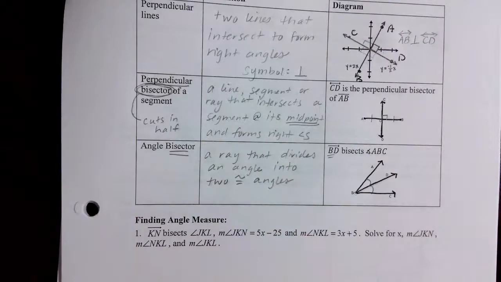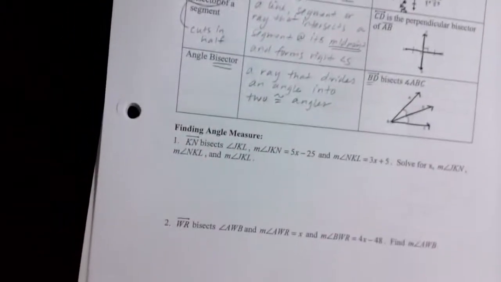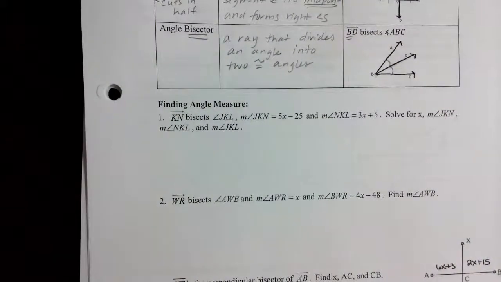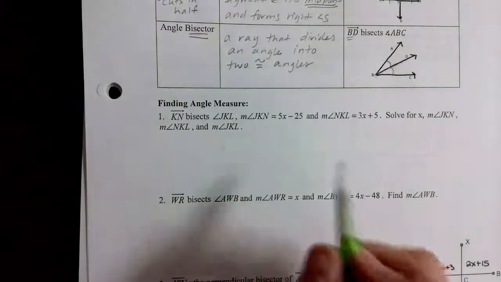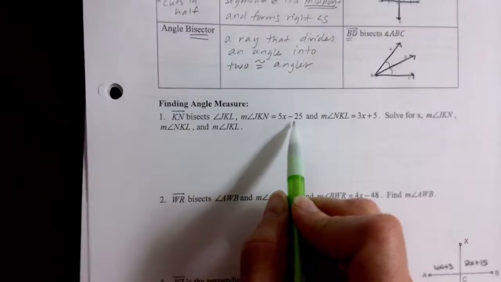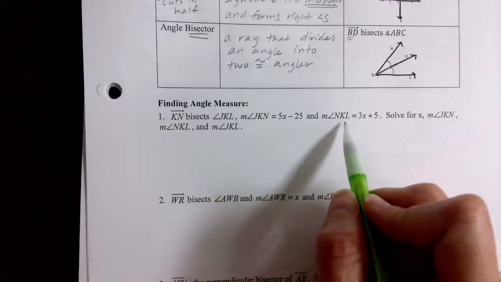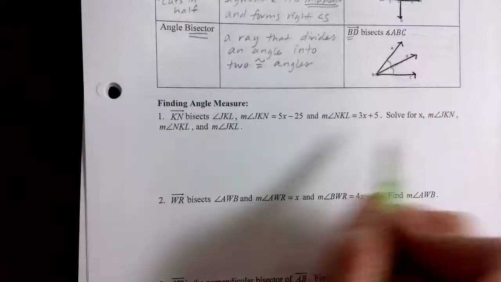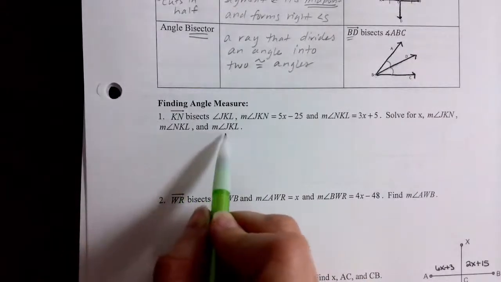Okay, so moving into some example problems. This first one says, ray KN bisects angle JKL, and the measure of angle JKN is 5x minus 25. The measure of angle NKL is 3x plus 5. Solve for x, the measure of JKN, the measure of NKL, and the measure of angle JKL.